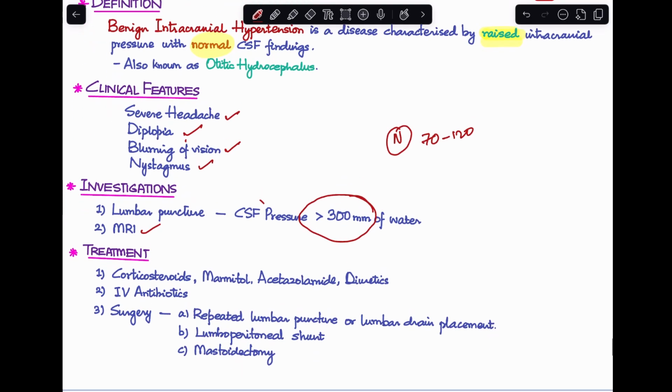Coming to the treatment aspect, the main problem over here is the raised intracranial pressure. So the obvious answer would be to reduce the intracranial pressure. How will we do that? By using corticosteroids, mannitol, acetazolamide, and diuretics. Other than this, we'll also start the patient on IV antibiotics. And lastly, some surgical options are repeated lumbar puncture or a lumbar drain placement to reduce the CSF pressure, placing a lumboperitoneal shunt where the CSF drains into the peritoneal cavity, and last of all, mastoidectomy to deal with the ear disease. So that's all about the intracranial complications of CSOM.